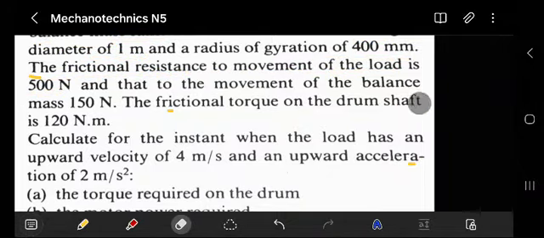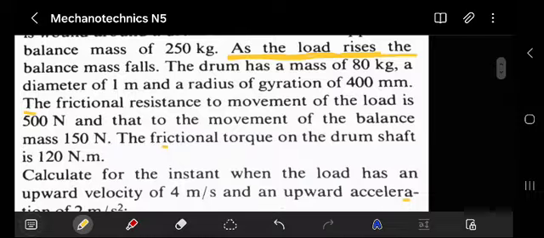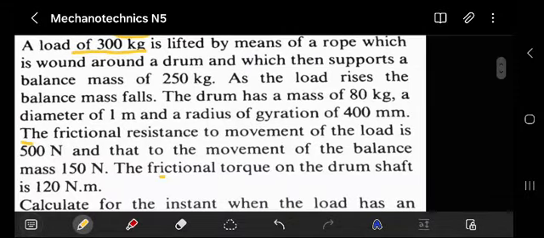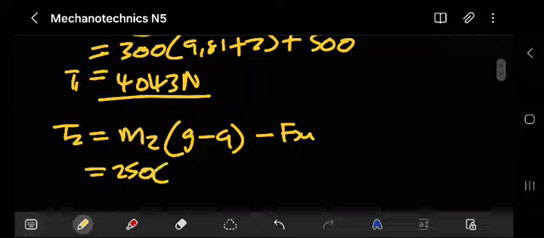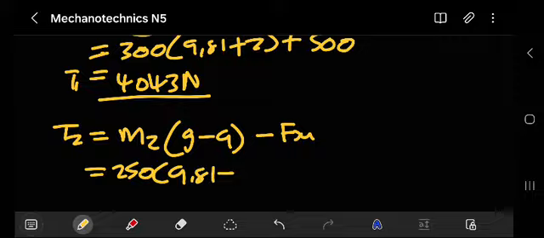As you read your statement, wherever you see a balance mass, you take it. The rope is wound with, then supports, a balance mass of 250. All right, 250. The gravity is 9.81. Acceleration, we want now. What is this? Acceleration is 2. Either way, it does not change. Minus the friction you've given separately.